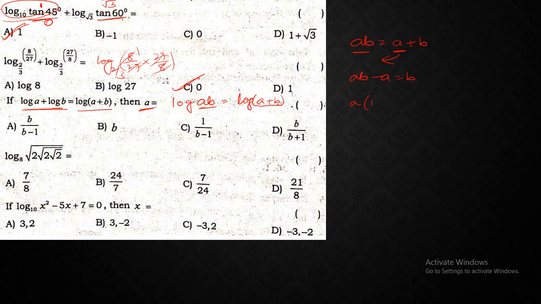If I take a as common, b minus 1 is equal to b. So from this a is equal to b by b minus 1. So b by b minus 1 is the answer. Right. Next, moving on to this question.